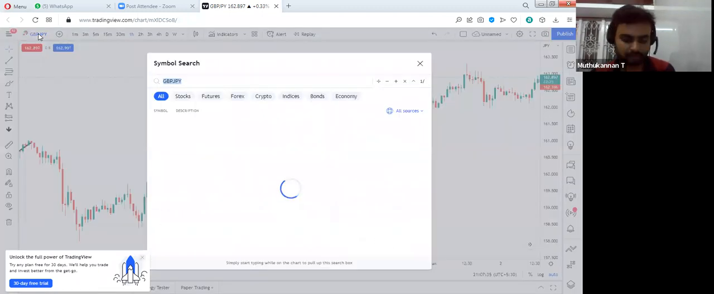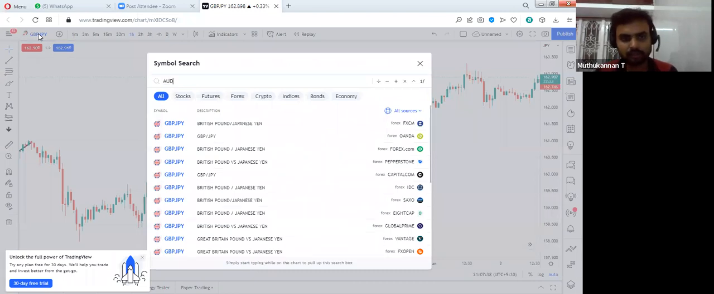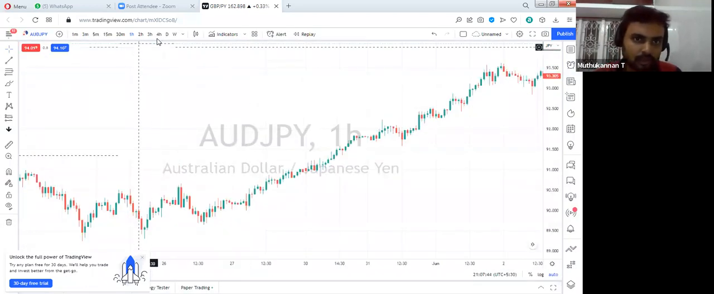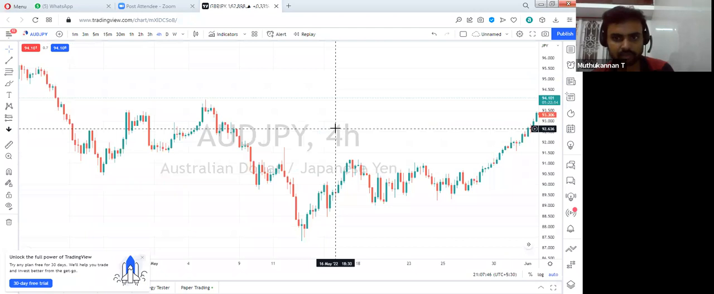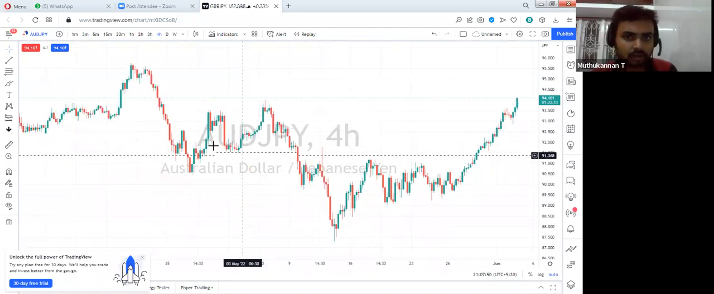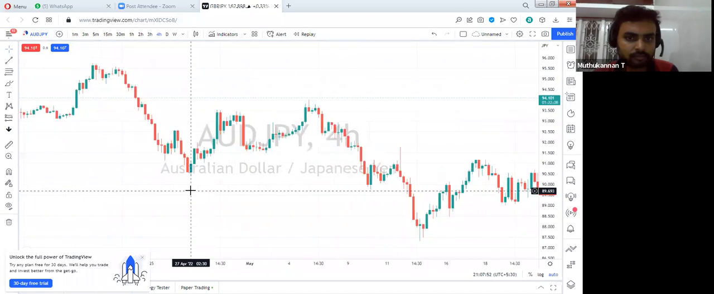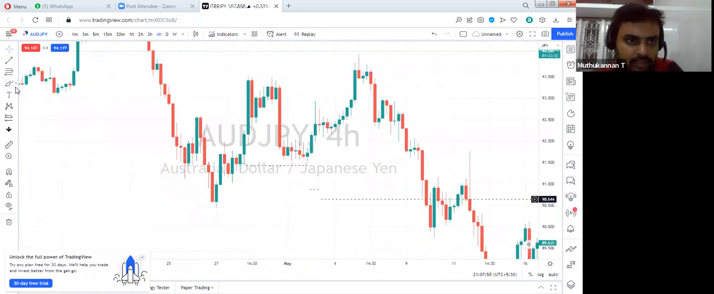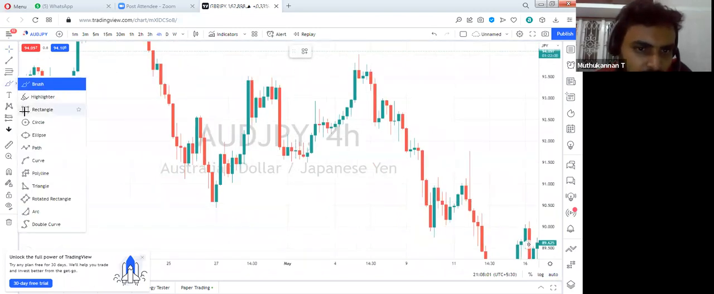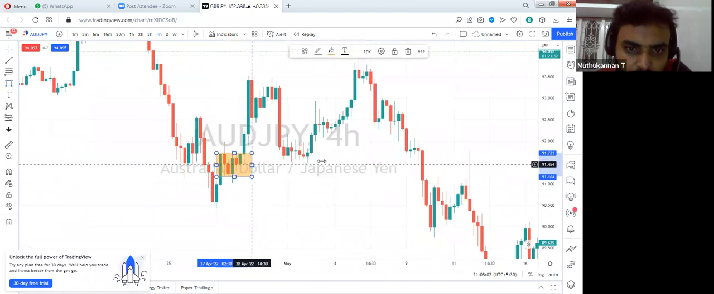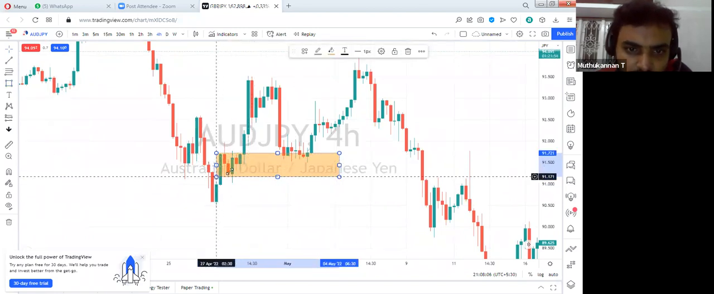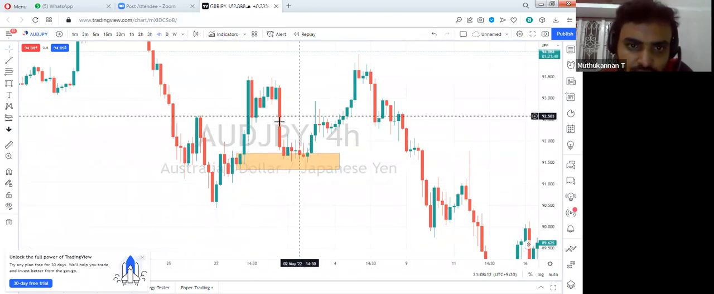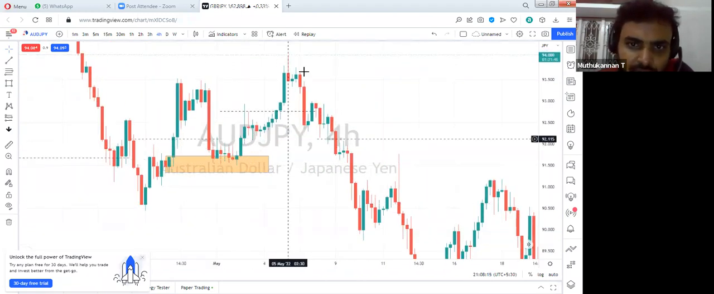Let's see a different pair, AUD JPY. Let's see this in a 4 hour time frame first. Here you can see this is my supply demand zone, right? Rally base rally zone, or you can consider this as your order block. It broke the structure. It went up. It perfectly worked.